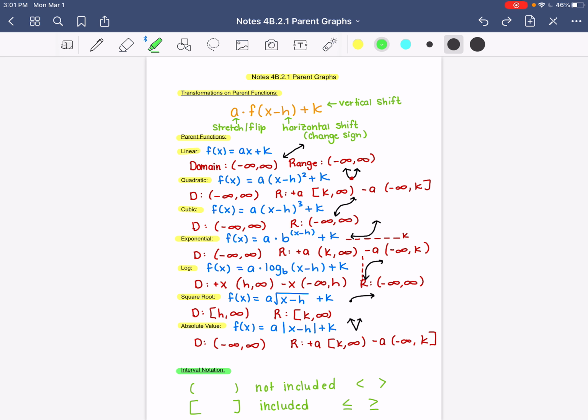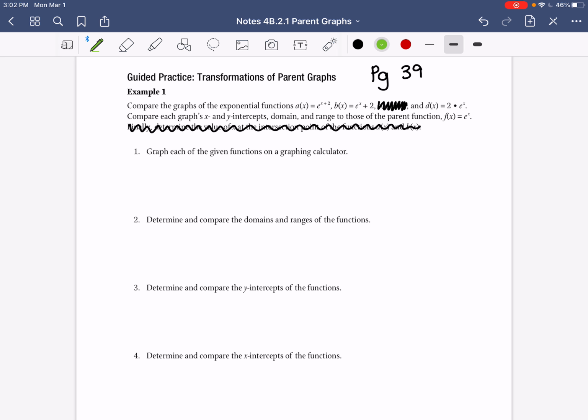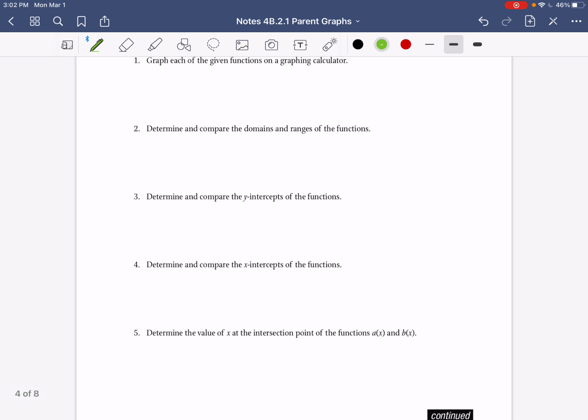All right, let's go do some examples. So let's go to page 39 of our workbook. This is unit 4B. Example number 1 on page 39 says, compare the graphs of the exponential functions a of x equals e to the power of x plus 2, b is equal to e to the power of x plus 2, cross off letter c, and then d is equal to 2 times e to the power of x. Compare each graph's x and y-intercepts, domain and range. Those are the parent function, f of x equals e to the power of x. And then determine, we're not going to do that last part. It's number 5 on here, so we're just going to cross that one off.